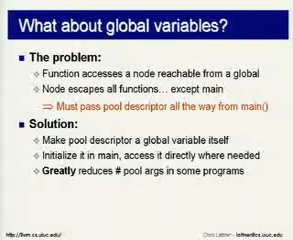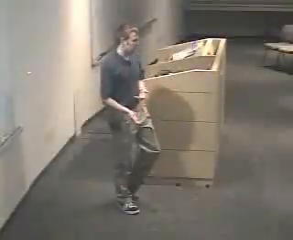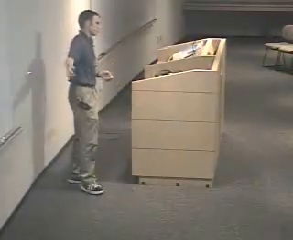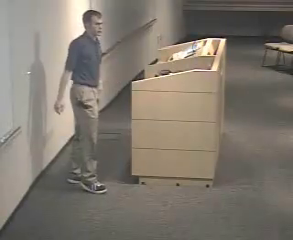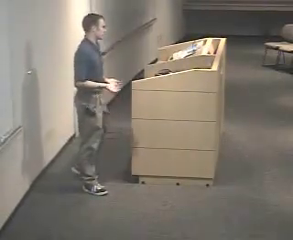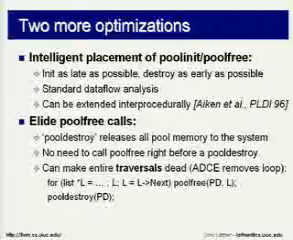So basically it's a simple problem, and it's a simple solution. Instead of passing the pool descriptors down through all the functions, you just make the pool descriptor itself a global variable, initialize it on entry to main, and then in every function that needs to reference it, you just use the pool descriptor. It's pretty simple.